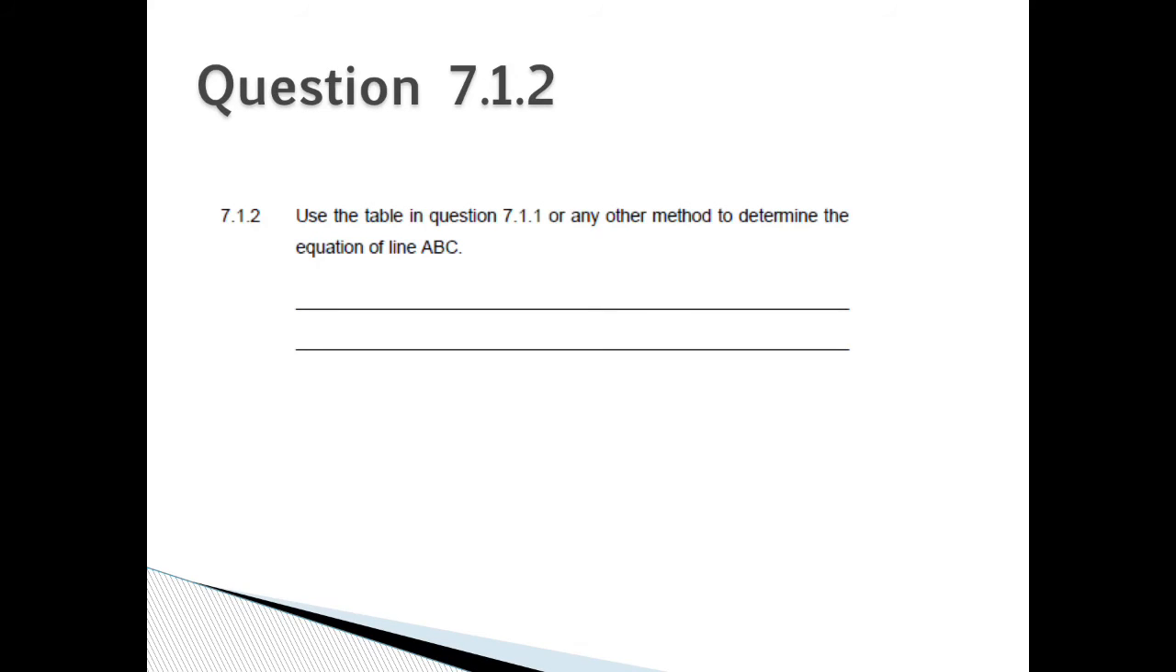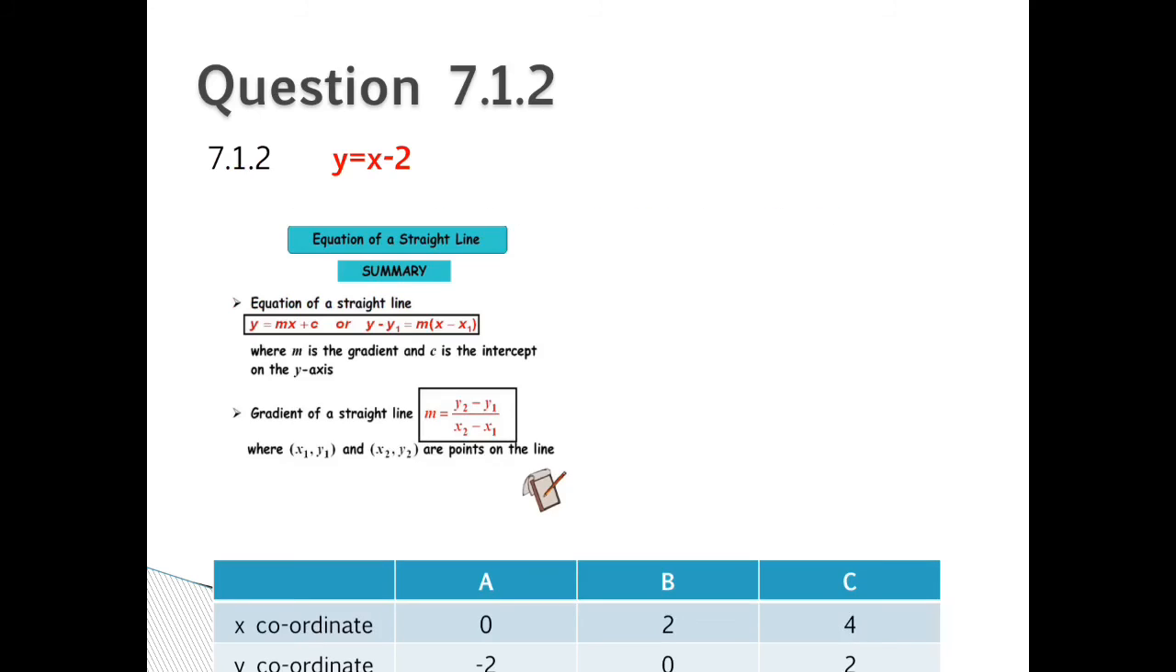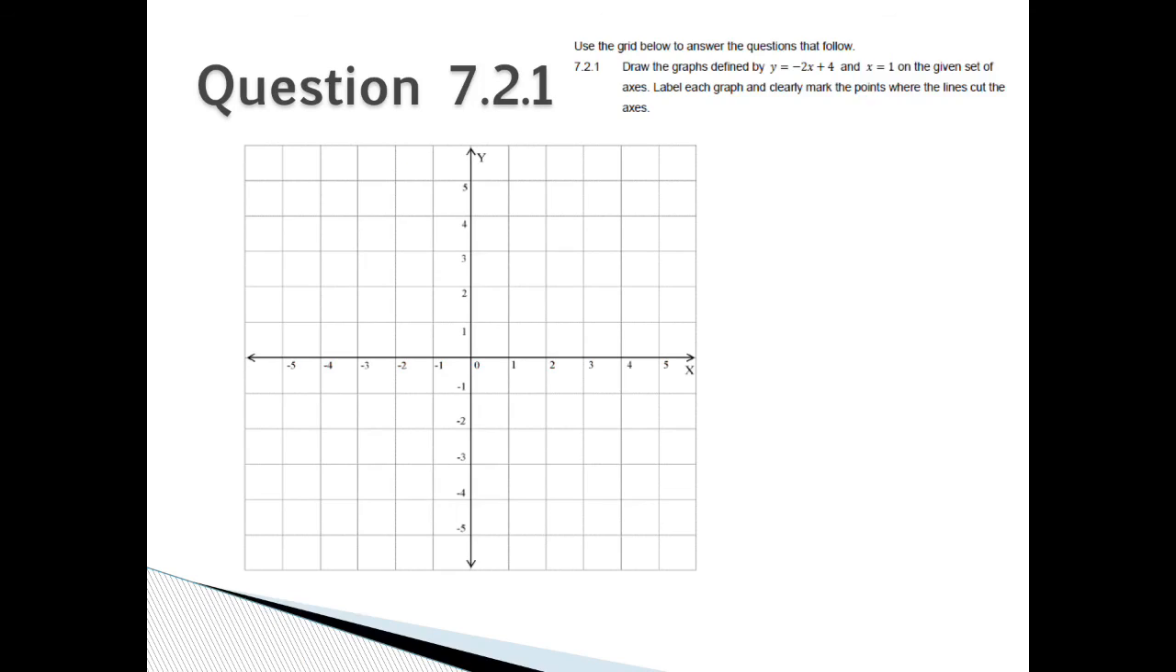7.1.2. You are required to use the table in 7.1.1 or any other method to determine the equation of the line ABC. 7.1.2, y is equal to x minus 2. How did we identify that? We needed to remember what the equation of a straight line is. It is y is equal to mx plus c, where m is the gradient and c is the intercept on the y-axis. We already know that the intercept on the y-axis is -2. We now need to determine the gradient. How do you determine the gradient? You will use the formula m is equal to y2 minus y1 divided by x2 minus x1, which gives us 1. You then require to use the grid to answer the questions that follow.